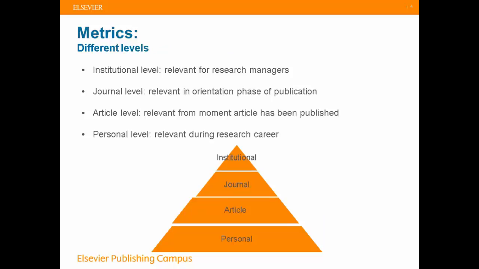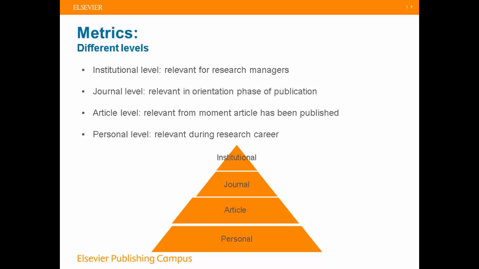Metrics can be seen from different levels. And if you look at the slide here, you see on top the institutional level, which is relevant, but mostly only relevant for research managers. So for today, I will not go into details for that one. But the other three are really important for basically all scientists. First of all, we have the journal level, and that's mostly a journal metric that's relevant in the orientation phase of your publication or of your research.